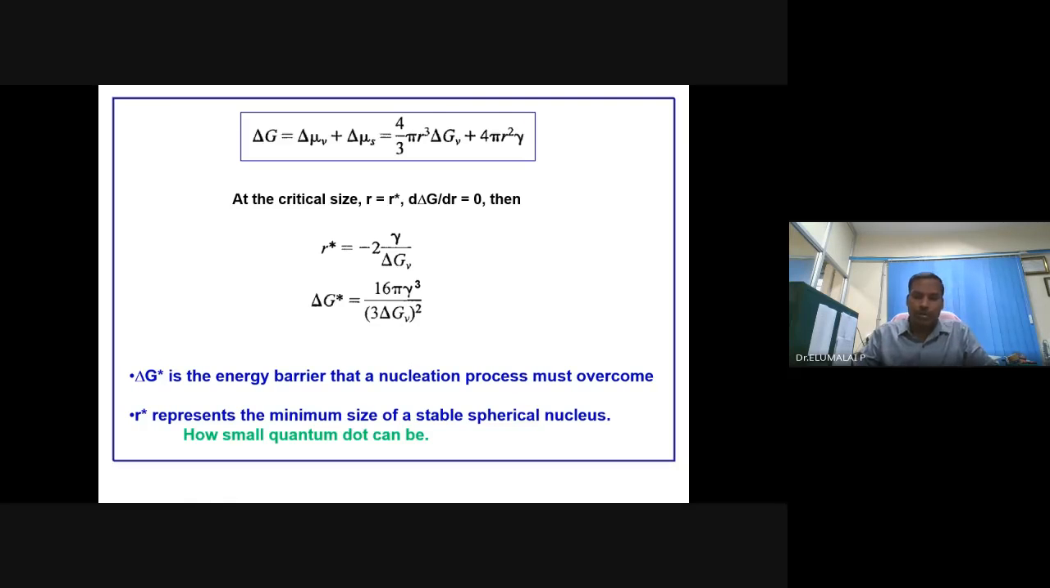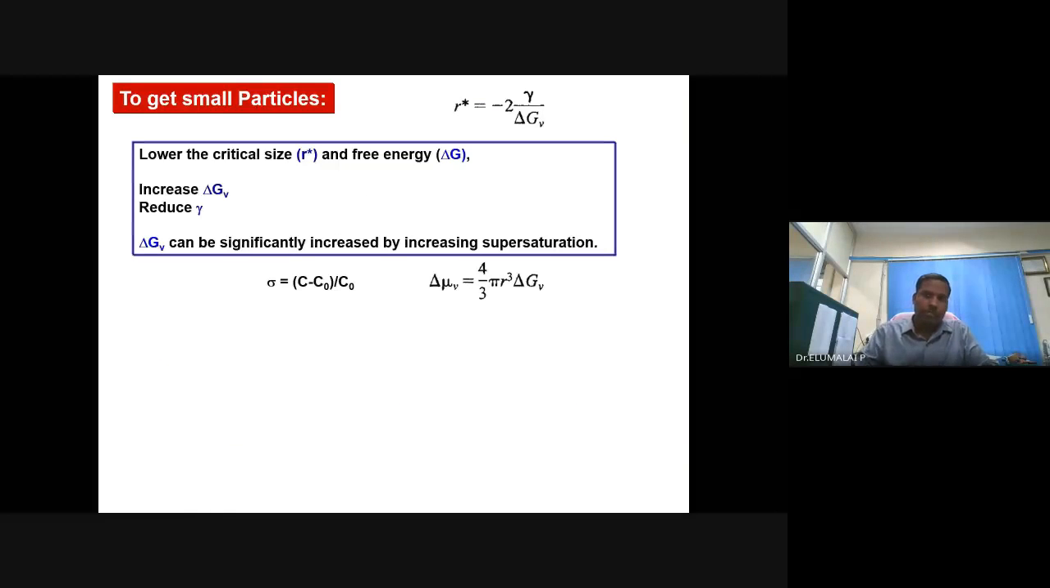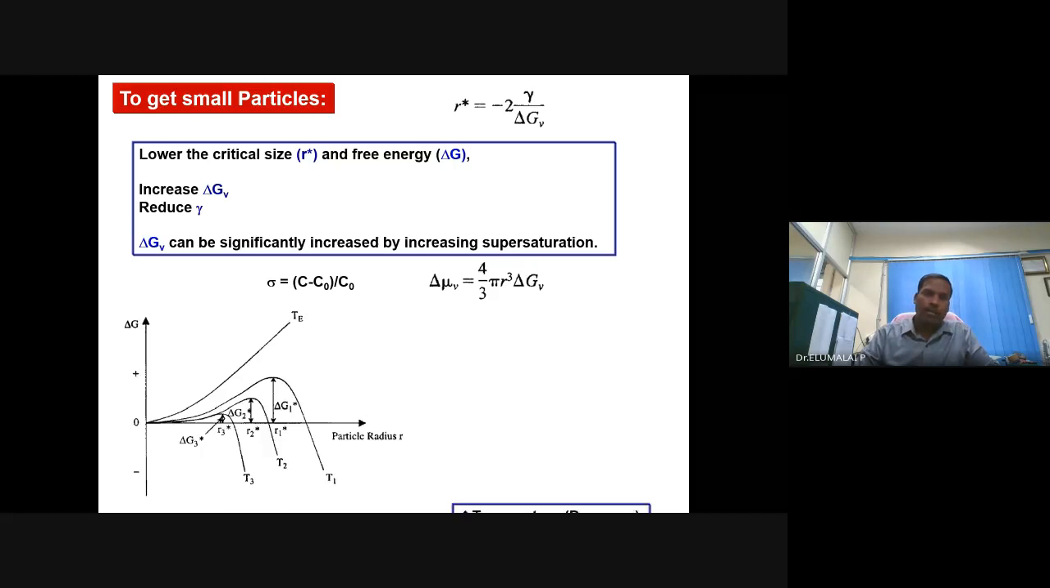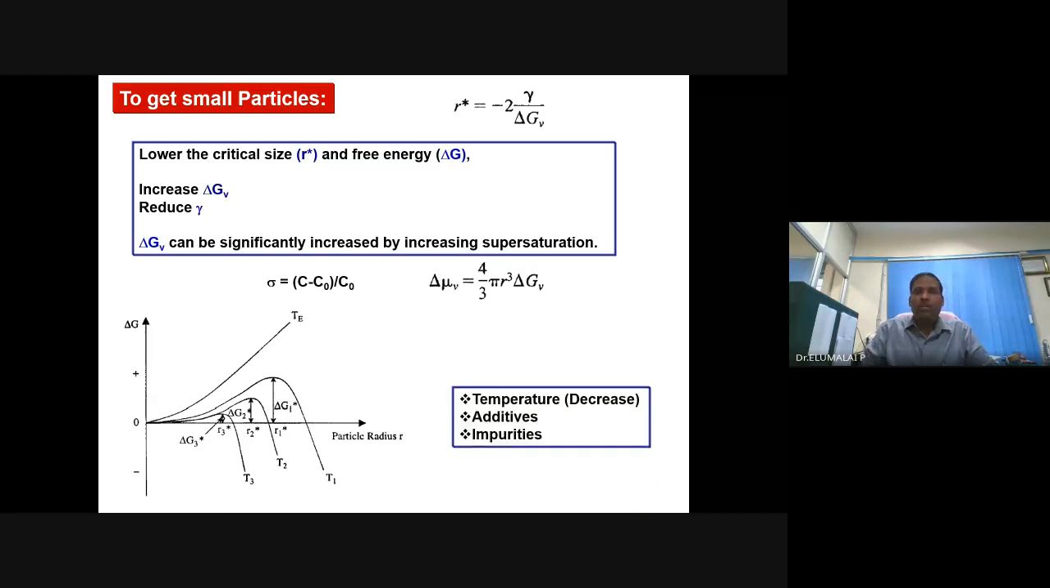How will you practically do this? You have to increase delta GB and you will have to reduce gamma. What is the increase in delta GB and what is the reduction in the gamma? This is what practically you will do.